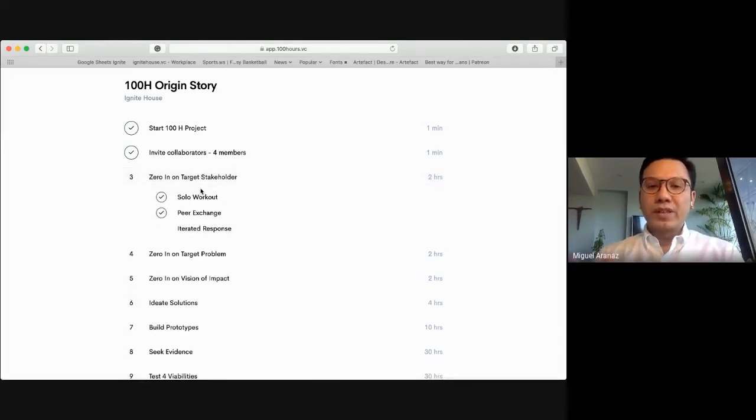Now you'll notice over here that each stop has 3 main steps. First is a solo workout, meaning it's something that you do on your own. Peer exchange involves sharing your responses to the solo workout with your collaborators in the group, and then from there it leads to an iterated response based on the data that you gathered from your peer exchange. So let me just get into the solo workout.